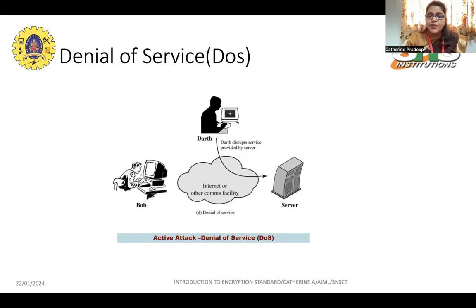So these are the four types of active attacks. Now we know what a security attack is. It is of two types: passive attack and active attack. Passive attack does not involve any modification of message, whereas active attack involves modification of message. In the next lecture series, we shall see about the security mechanisms and the security services.